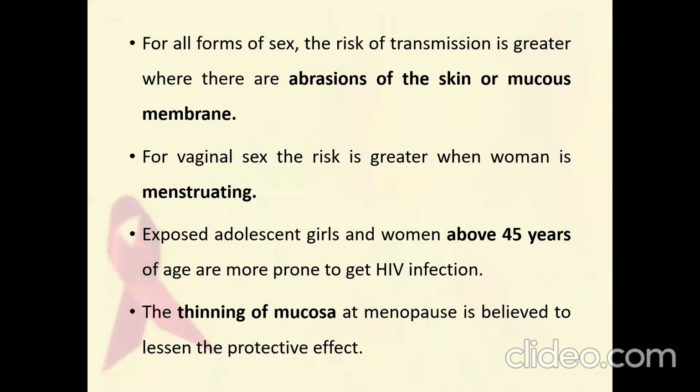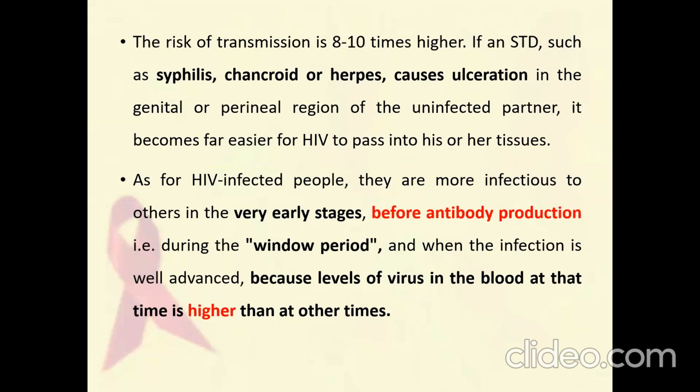The thinning of mucosa at menopause is believed to lessen the protective effect, so the risk is more above 45 years of age. The risk of transmission is 8 to 10 times higher if an STD such as syphilis, chancroid, or herpes, which causes ulceration in the genital or perineal region of an uninfected partner, is present, and it becomes far easier for the HIV virus to pass into his or her tissues. If other STDs are present in the patient, then the transmission risk is 8 to 10 times more.